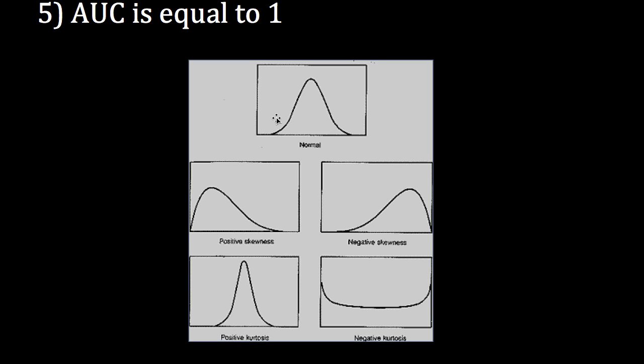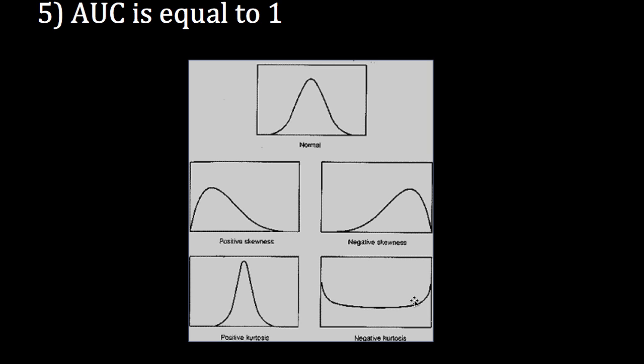So on the top here, we see the normal distribution. We see the bell-shaped curve. As we go down, we see two different skewed distributions. The one on the left here being positively skewed because you see the tail goes in the positive direction on the x-axis, where the negatively skewed data goes in the negative direction on the x-axis. And below we see positive kurtosis means that it is more peaked, and negative kurtosis means that it is flattened.